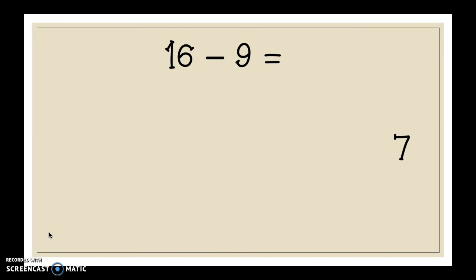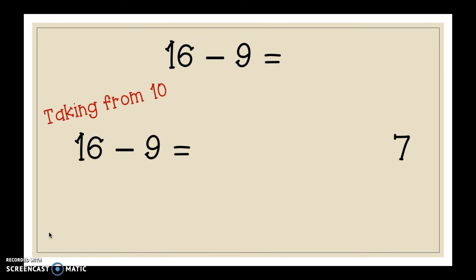Whoops, I gave you the answer by accident. Sorry about that. Just ignore that 7 for a minute. 16 minus 9 equals, well, let's see. If I'm taking from a 10, this time I want you to go ahead and try to fill in that number bond for the 16 all by yourself.